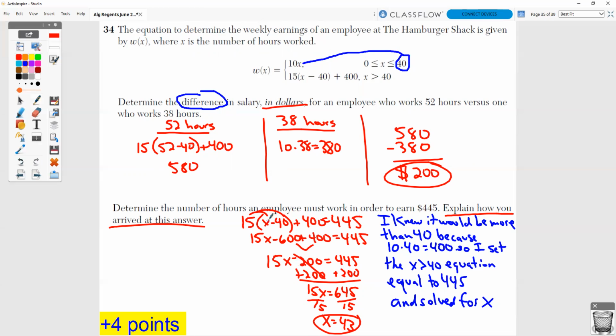So using that second equation, I'm going to set it equal to 445. So I solve this equation, distribute, distribute, combine my like terms, solve a two-step equation here by adding 200, dividing by 15, you get 43 hours. So what gets credit here? You would get 1 point for finding 200, 1 point for finding 43, and 1 point for your explanation.